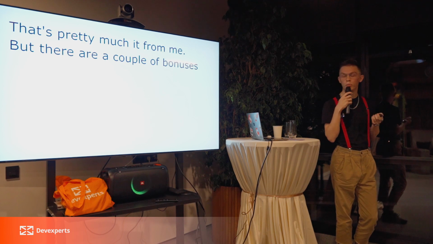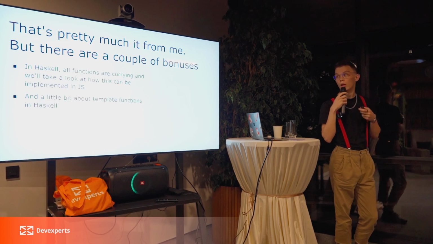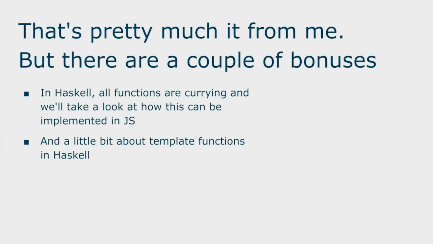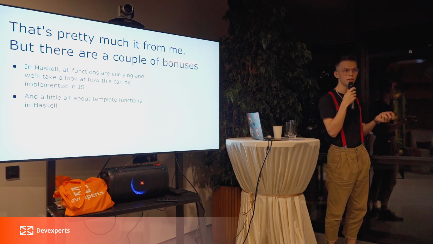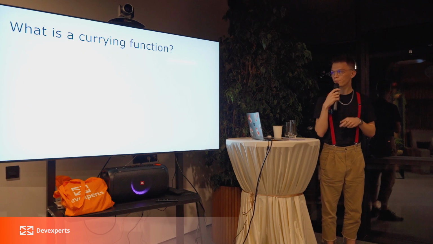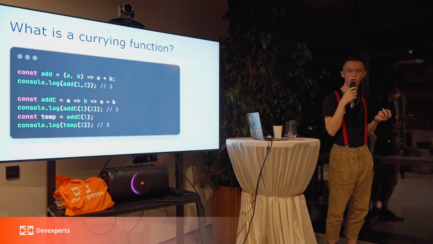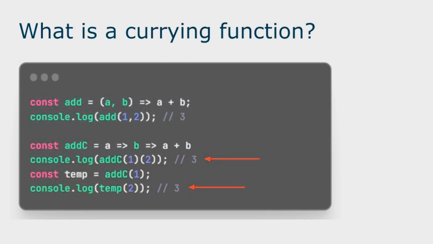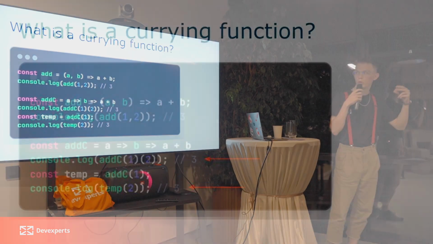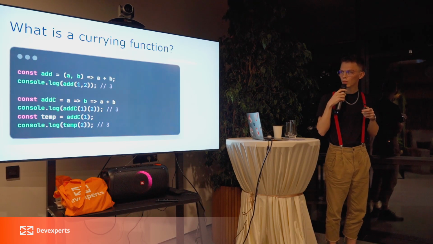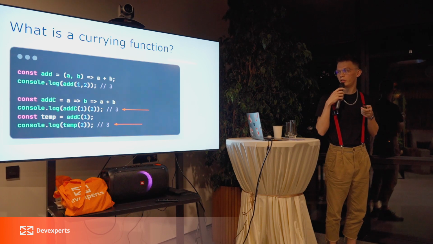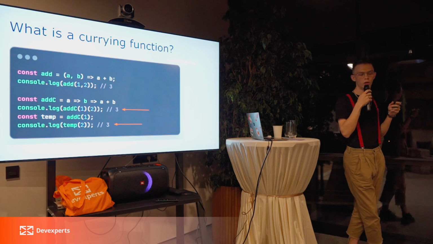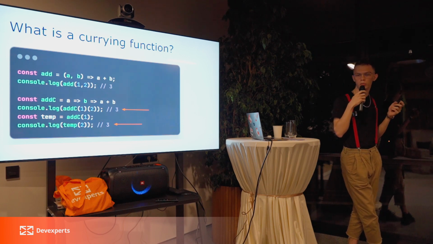That's pretty much it for me, but there are a couple of bonuses for you guys. The first one is that in Haskell, you can create a normal function and your function will always be curried. And the second one is that in Haskell, you can create some kind of template function. What is a curried function? A curried function is a function which returns a new function from the previous one. It can be applicable like partial applying, like here. It can be applied for some function composition and maybe some error handling.